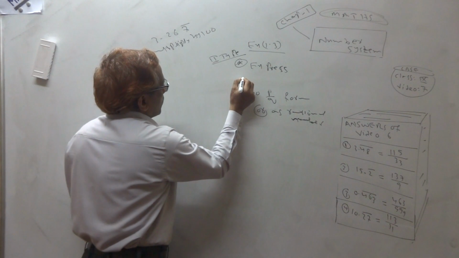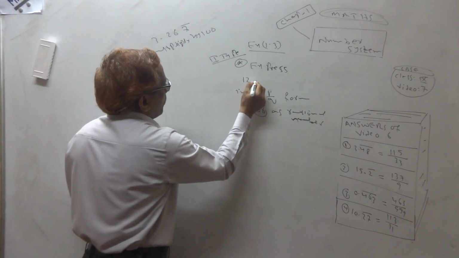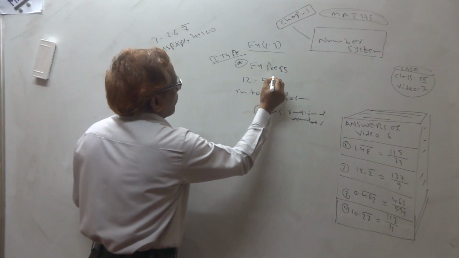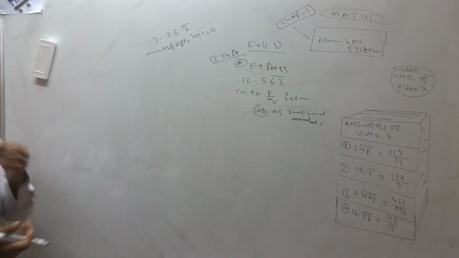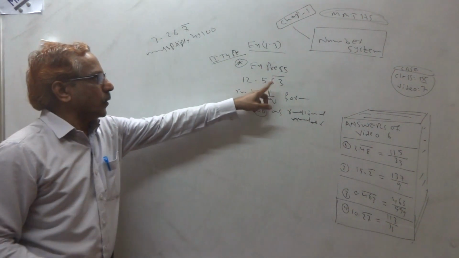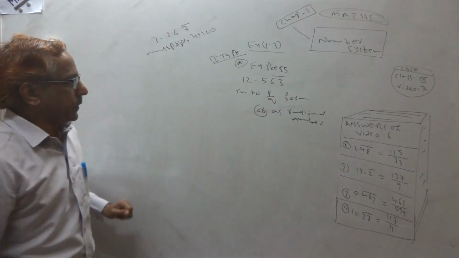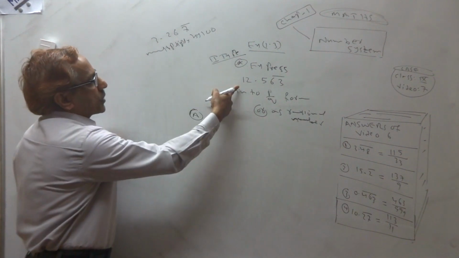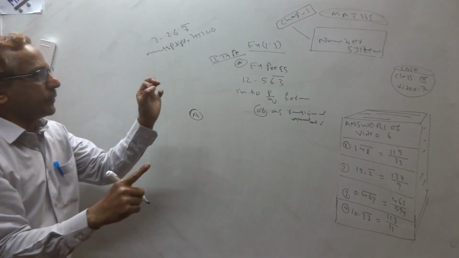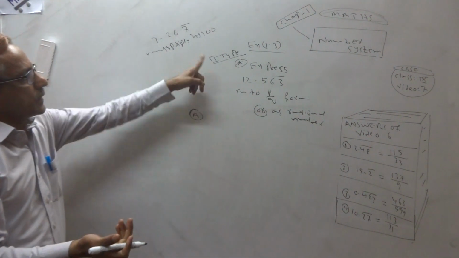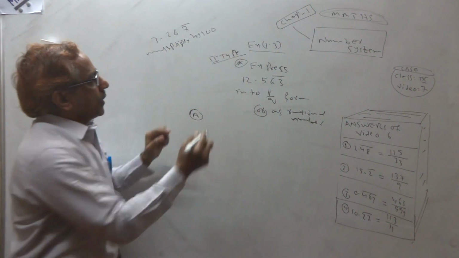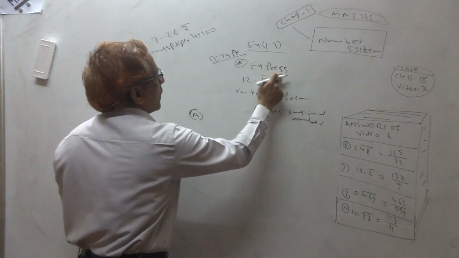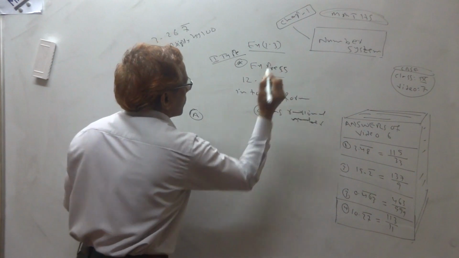Express 12.563 with the bar, not a full bar, only on 63. So again, by seeing the question, you should decide whether it is the first type or the second type. So this is the second type. Why? Because if a complete bar is there, it is the first type. If the bar is only on part of it, it is the second type.